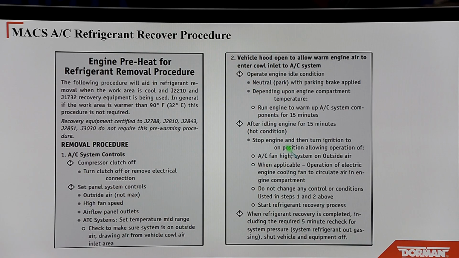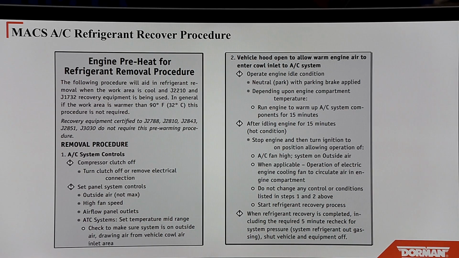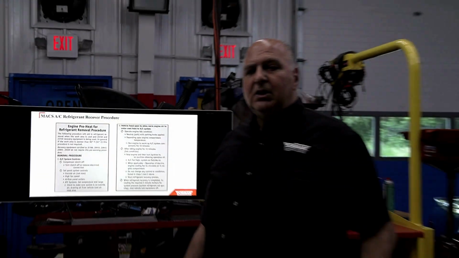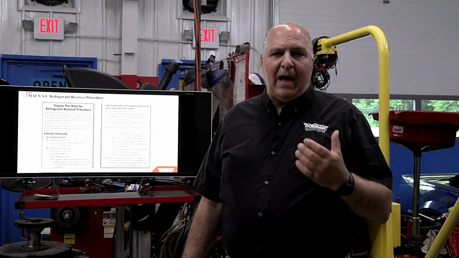AC fan high, system on outside air, operation of electrical coolant fans to circulate air into the compartment. Do not change any control or conditions in the steps above. Start the refrigerant recovery process. When recovery is complete, including the required 5-minute recheck for system pressure and refrigerant outgassing, shut the vehicle and equipment off. So this is a phenomenal procedure that we have in the Max book.